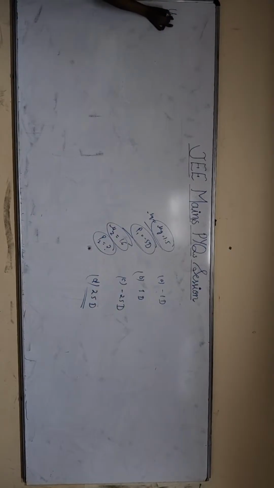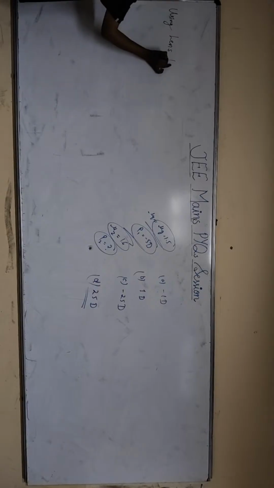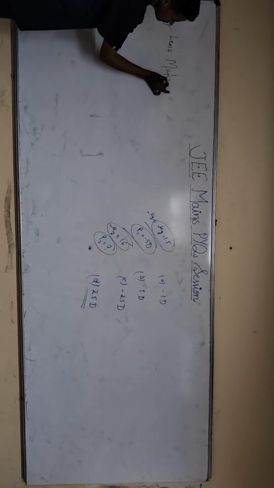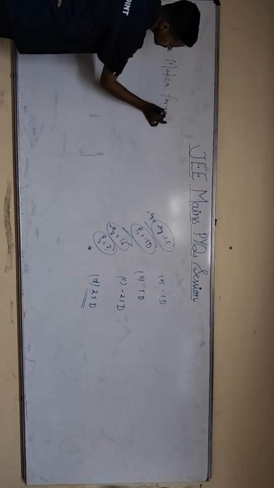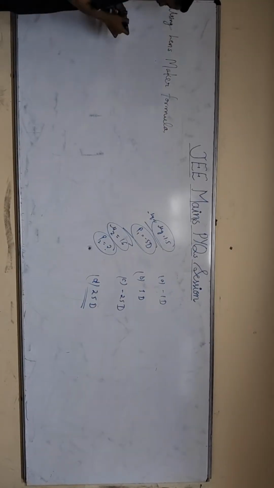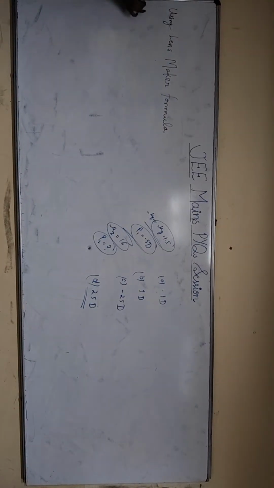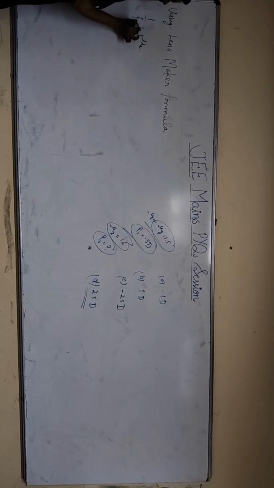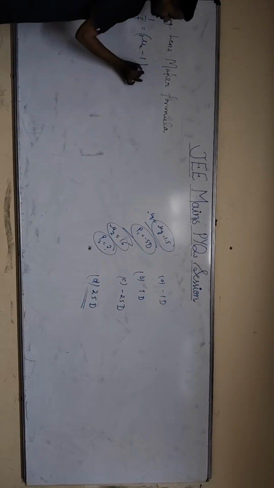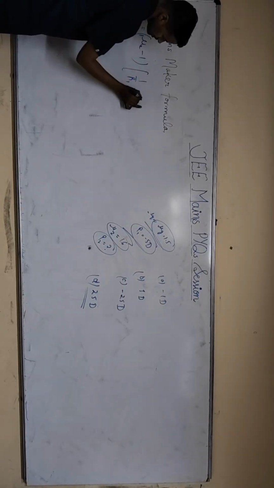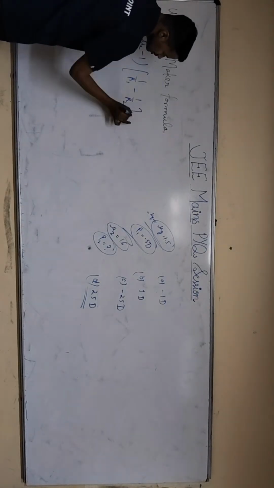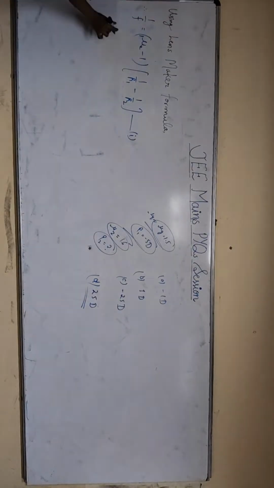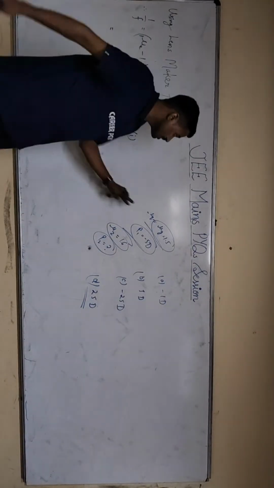So write the heading: using lens maker formula. According to the lens maker formula, you know very well, 1/f equals (mu2 minus mu1) minus 1, into 1/R1 minus 1/R2. This is equation 1. Mu2 means mu glass.